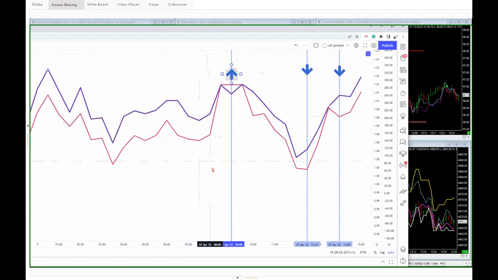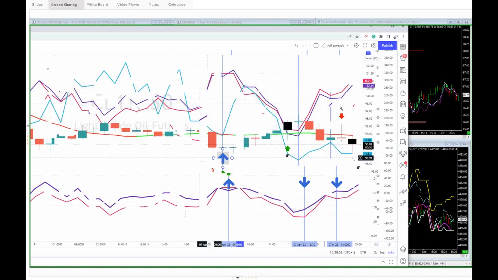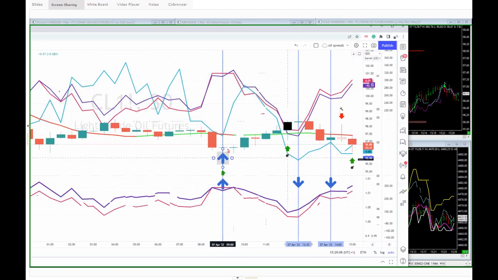So when we look at those trades and you look at whether we would have made any money on those trades, you can see we would have bought oil here. That was at $96.80. It rallied to a high price of $98.30. That's a $1,700 profit on one trade.